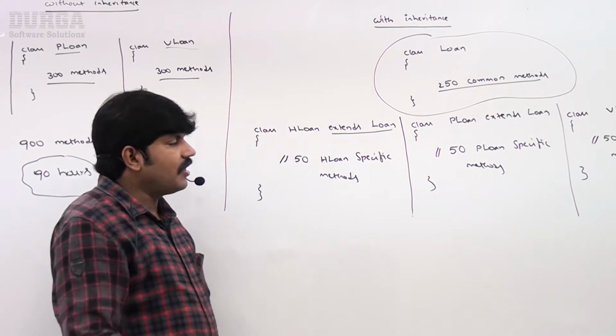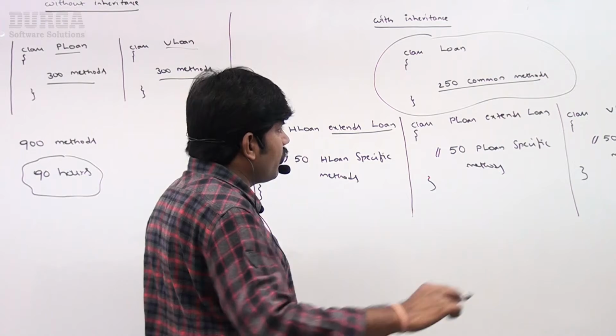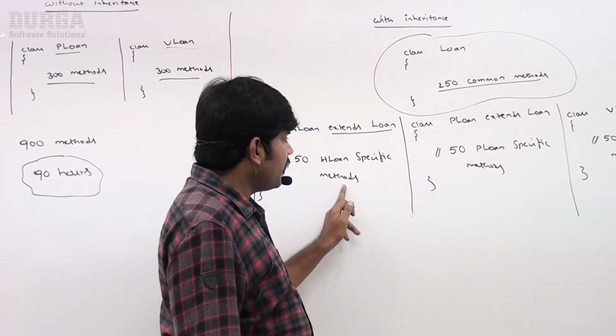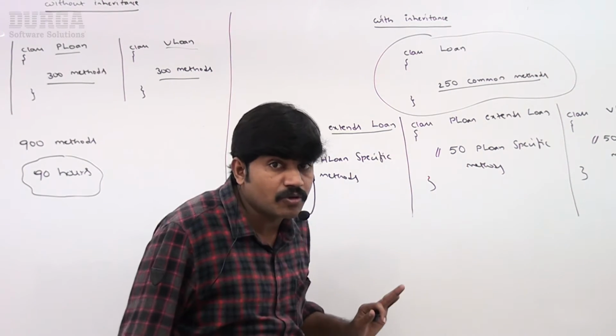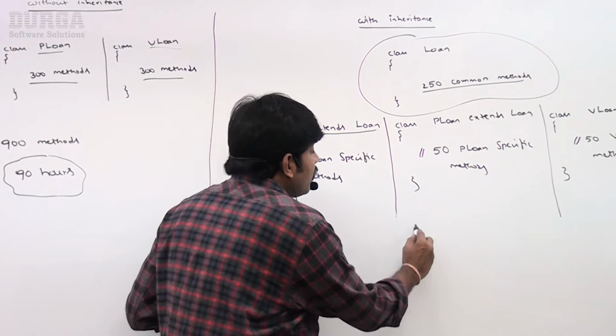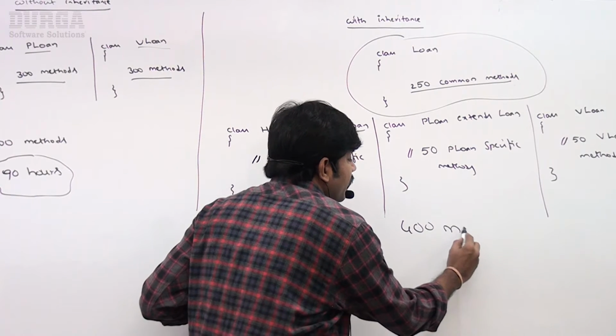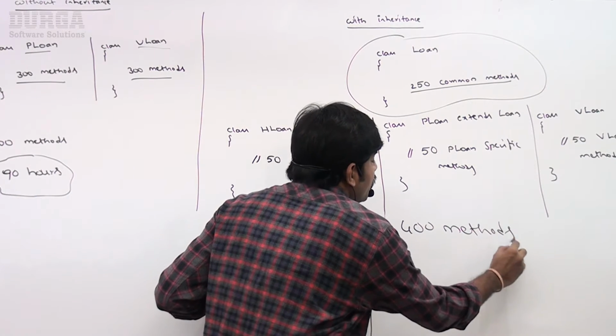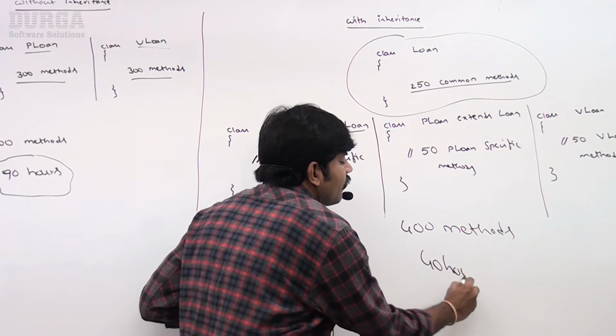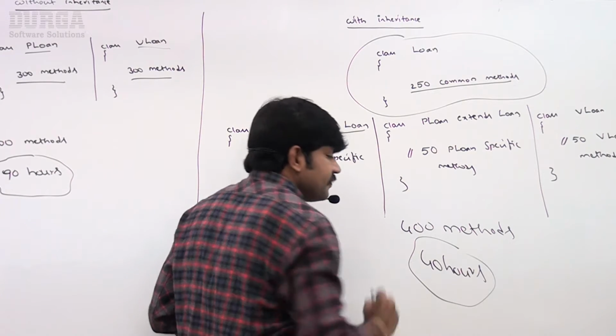Now, can you please tell how many methods in total we wrote? 250 plus 50 plus 50 plus 50 is nothing but total how many methods, right? Just 400 methods only we wrote. Assume just 40 hours of development time is required.